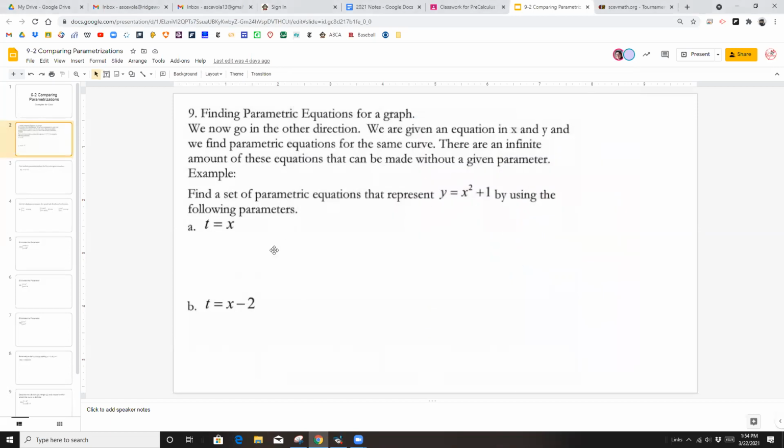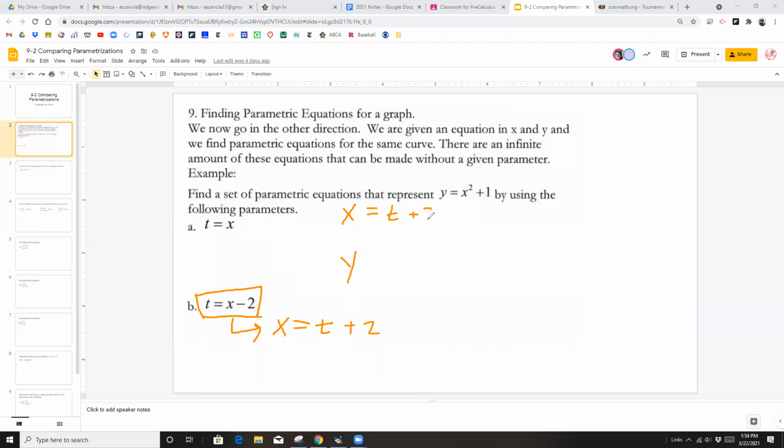So if we look at B, same question, but now we're asked to define t as something else. Parametric equations are always x equals something in terms of t and y equals something in terms of t. So if I give you this, to get the first parametric equation, you want to solve for x. So you get x is equal to t plus 2. All right, so that's our first equation.